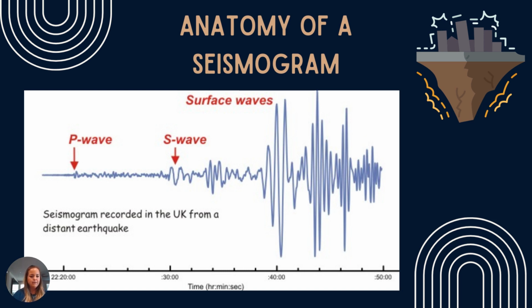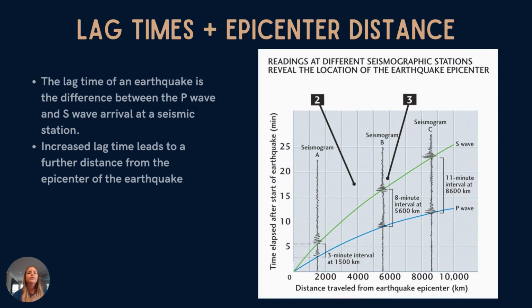So since the P wave is faster than the S wave, if the P and S waves are moving just a mile, they might have a difference in time of 1 second. But if they go 2 miles, it might be 2 seconds. So as you get further from the epicenter of the earthquake, the difference between the P and the S wave arrival time increases. Okay, and we call that time difference the lag time of an earthquake.